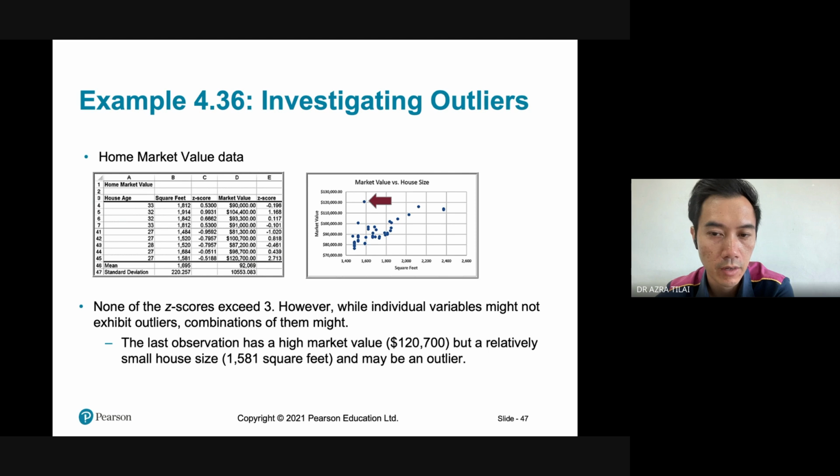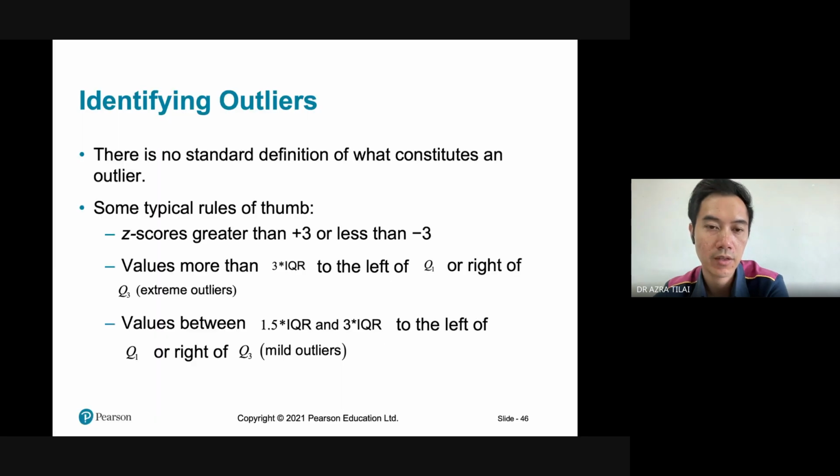Okay, investigating outliers using the Z score. If it's exceeding 3, then you can see that here the last observation has a high market value but relatively small house size. So this may be an outlier. Okay, finish.